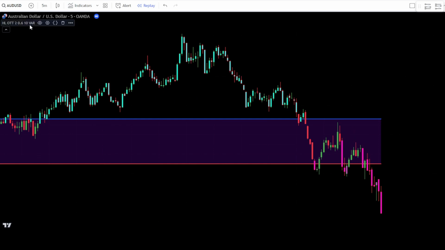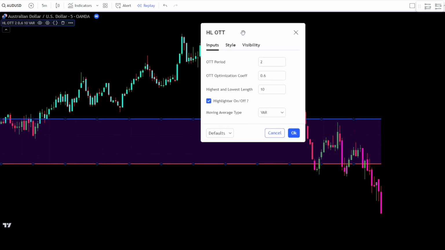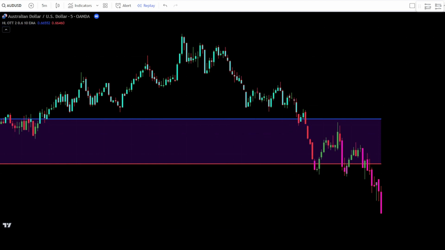Now, set up the High and Low Optimized Trend Tracker indicator. In the Input tab, change the moving average type to EMA. Once done, just click OK to confirm the changes. This High and Low Optimized Trend Tracker indicator will be used as adaptive support and resistance.